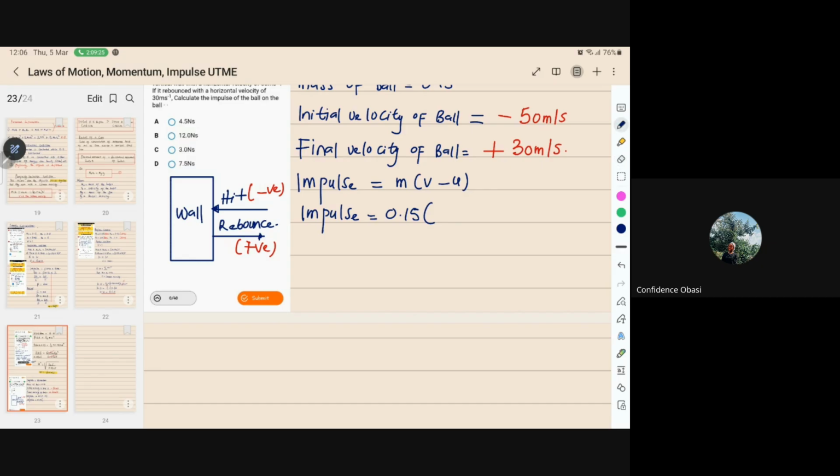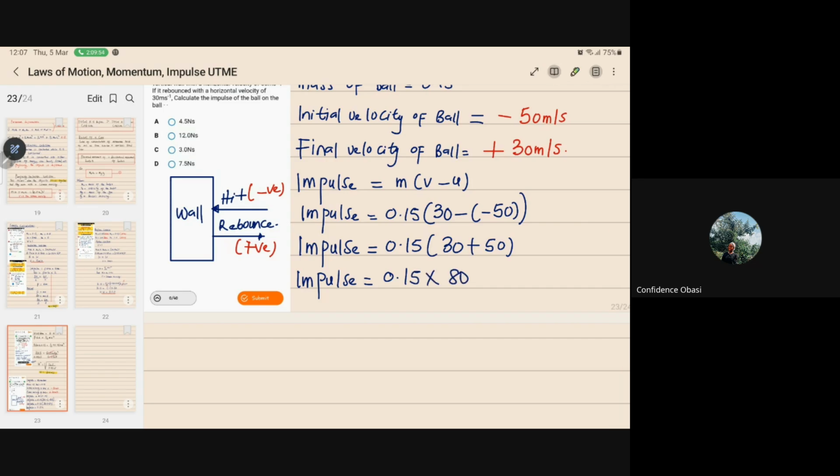This is 30 actually. Final velocity minus initial velocity is 30 minus, final velocity minus 50. So that the impulse will be equal to 0.15 times 30 plus 50. So that the impulse is equal to 0.15 multiplied by 80.